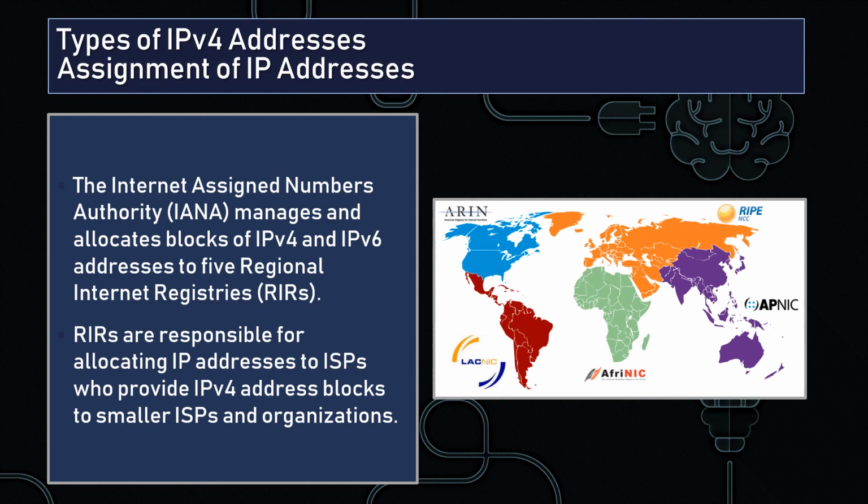So you see LACNIC for Latin America, AFRINIC for Africa, APNIC for Asia and the Pacific, RIPE NCC for Europe and Russia, parts of Russia anyway. And then you see ARIN, which is the American Registry for Internet Numbers. So that's North America, continental US and Canada.